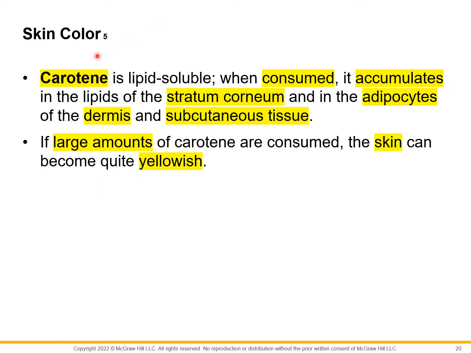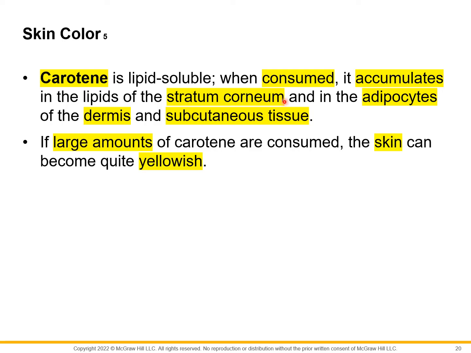Let's now talk about carotene. As humans, we don't produce carotene. And carotene po ay nanggagaling sa mga plants that we consume. Okay, again, the most well-known example of a source of carotene are carrots. So ayan po. Carotene, this is a lipid-soluble molecule that when consumed, it could accumulate in the stratum corneum and at the adipocytes of the dermis and hypodermis, or yung subcutaneous tissue.